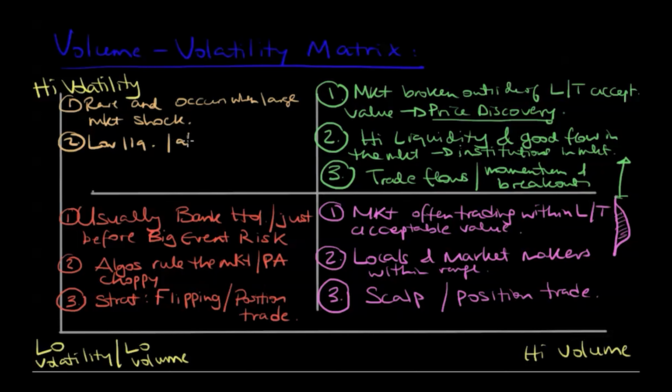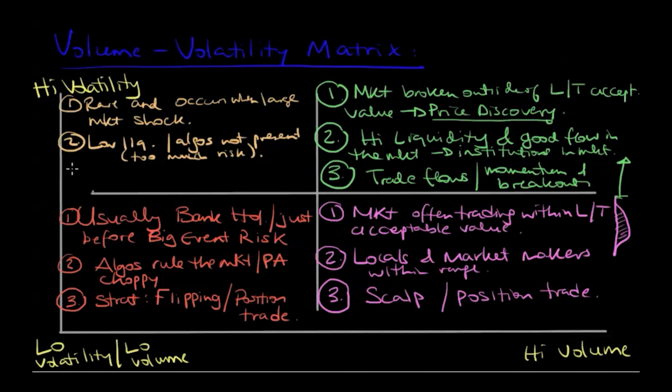Also, algos are not present because there's too much risk. And the strategy that you want to employ in these situations depends really on the structure of the market. However, you get a lot of irrational moves. So in a lot of cases, you might want to fade irrational moves.